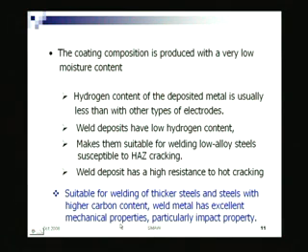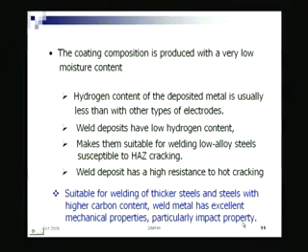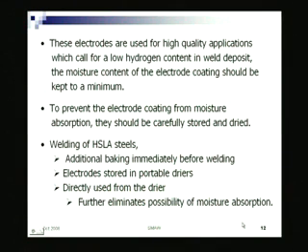So, the weld metal has excellent mechanical properties. In rutile, we have seen moderate. In cellulosic, we have said good. Here we say excellent mechanical properties, particularly impact property. So, in shipbuilding applications, wherever manual welding is used, it is preferable to use a basic electrode, right. So, these electrodes are used for high quality applications, which call for low hydrogen content.